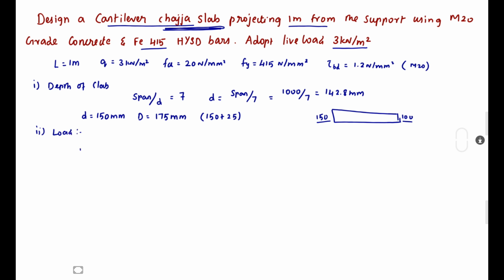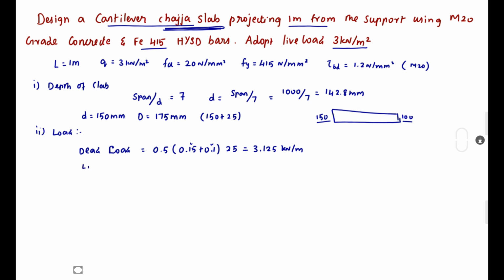First thing is dead load. Now the dead load is 0.5 into 0.15 plus 0.1. We can take it in meters. Here is the upper side, here is the lower side, into 25, that is unit weight of concrete. Now we got the value of 3.125 kilonewton per meter. For 1 meter span we can take 0.5 into 3.125 kilonewton per meter.